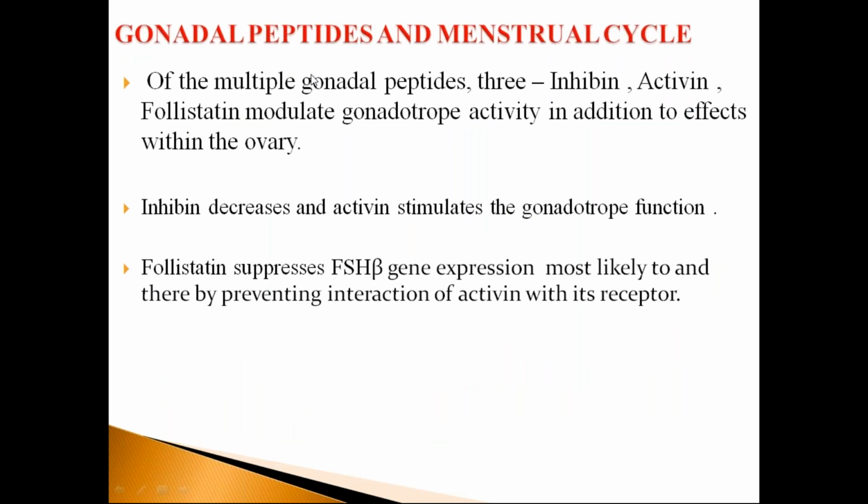Briefly, we'll discuss gonadal peptides. We have been talking about steroidogenesis, that is steroid hormones, estrogen and progesterone. Now, the gonadal peptides inhibin, activin and follistatin usually have a control on this cycle. Inhibin usually has an inhibitory action on FSH. Activin usually stimulates FSH, and follistatin suppresses the FSH beta gene, most likely thereby preventing the interaction of activin to its receptor. Therefore, inhibin and follistatin have a negative role, and activin usually stimulates FSH.